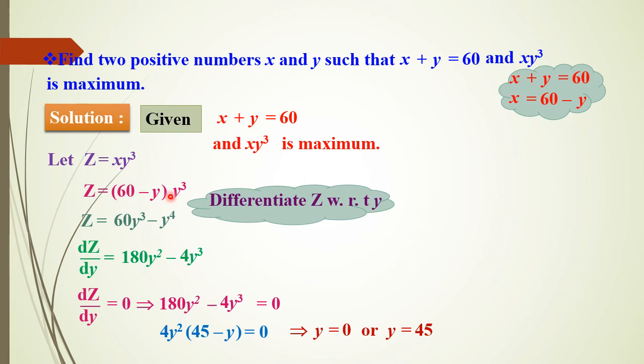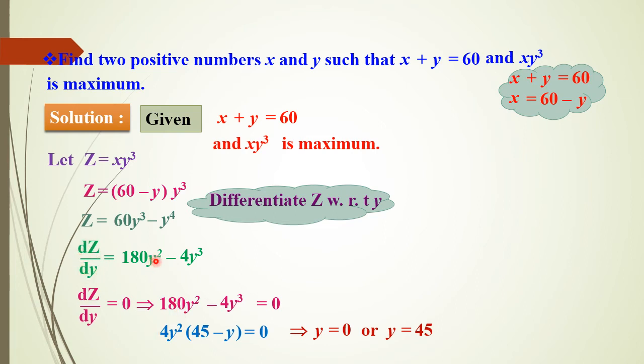So 60 minus y, again it is y cube. Multiply y cube for both the terms. 60 y cube minus y into y cube is y raised to 4, differentiated. So y cube differentiation is 3y square. 60 into 3 is how much? 180y square minus y raised to 4 differentiation is 4y cube. Then dz divided by dy is equal to 0, you write.